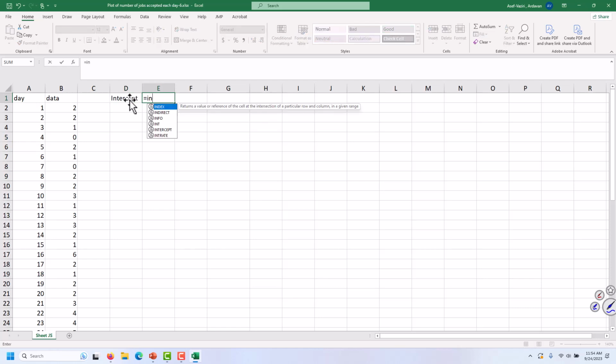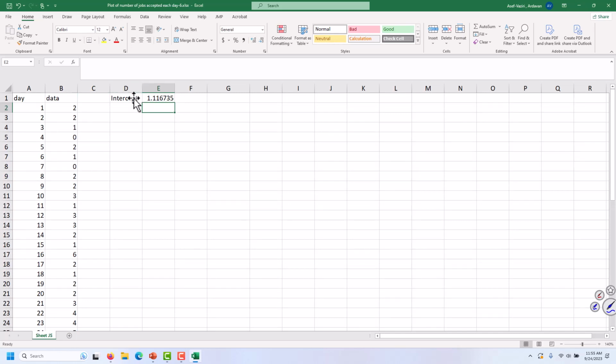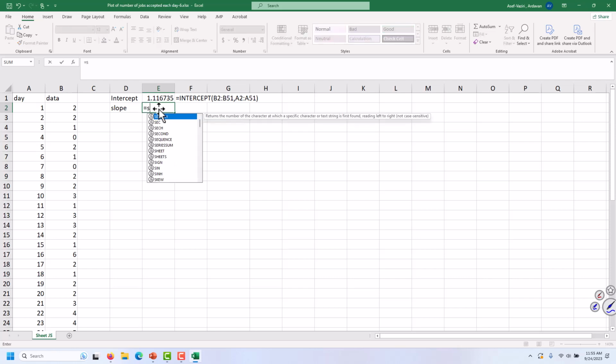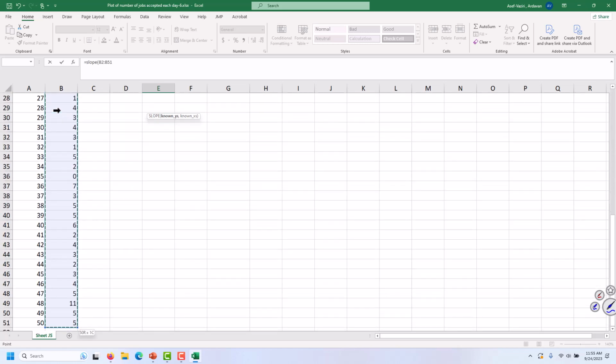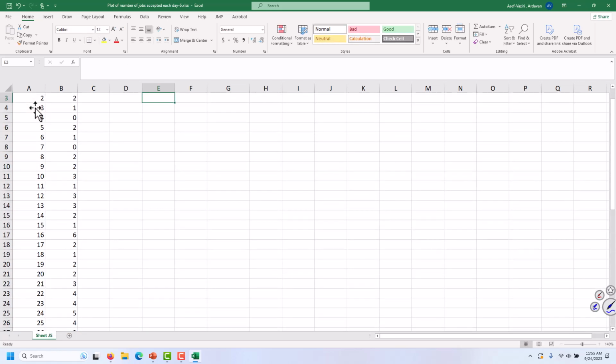Intercept equal to INTERCEPT of these data, comma, these are my y values, and these are my x values. That is the same thing we found over there. Now I come here: slope equal to SLOPE, y values, comma, x values. That is the slope which we got.